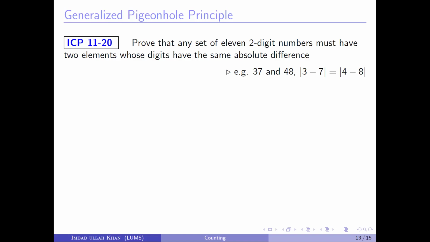Prove that any set of 11 two-digit numbers must have 2 elements whose digits have the same absolute difference. Take a moment, take a pause, and understand the question first.